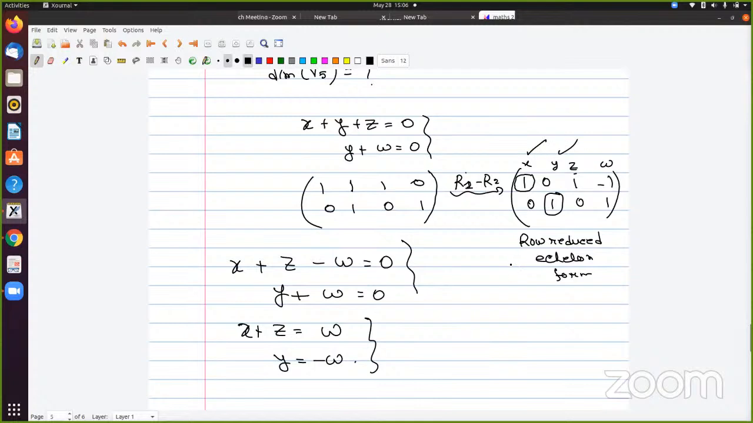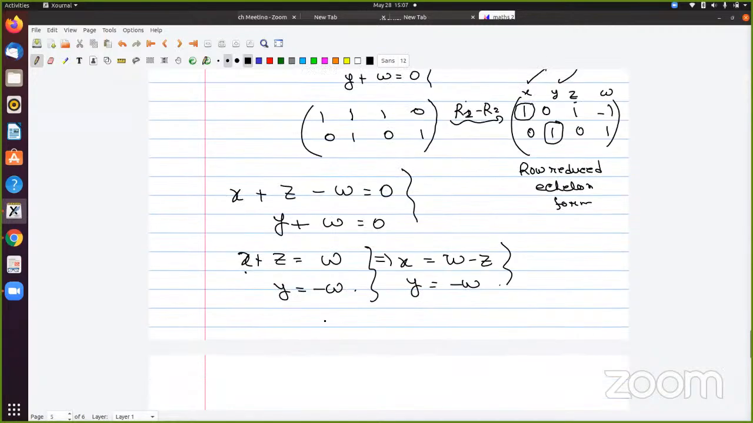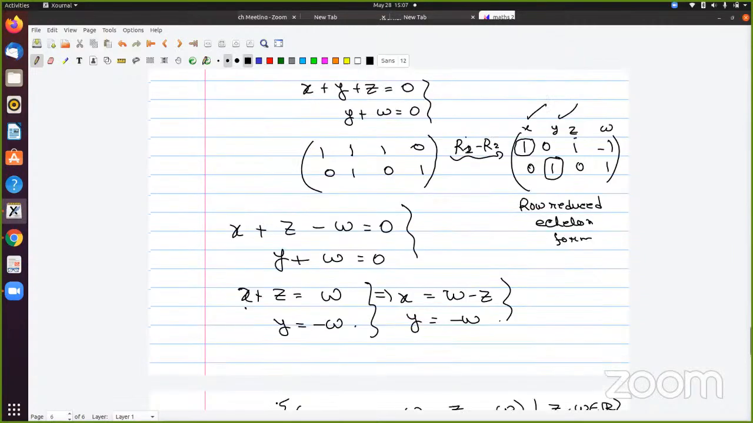So you make X and Y your dependent variables, and W and Z are your independent variables. Write it like this. So basically you are getting a general form as W minus Z, minus W, Z, W. Only Z and W are free variables. Correct? This portion is clear to everyone? How I am doing that?